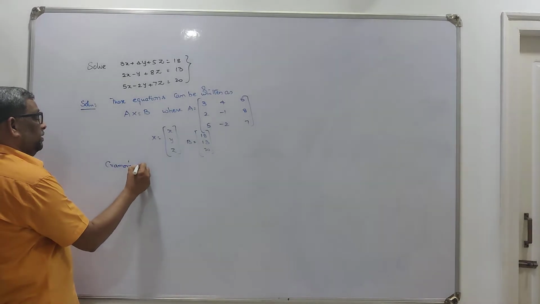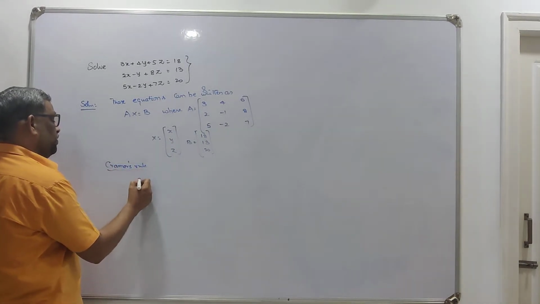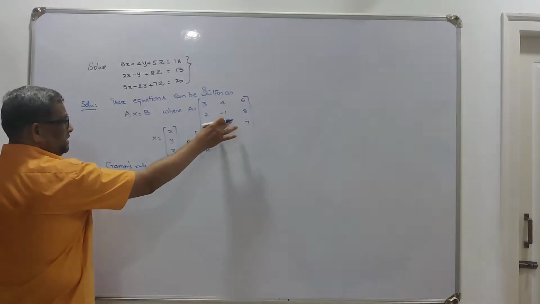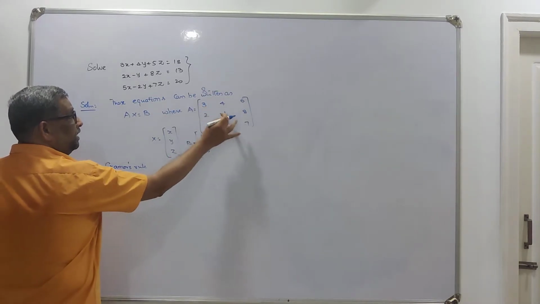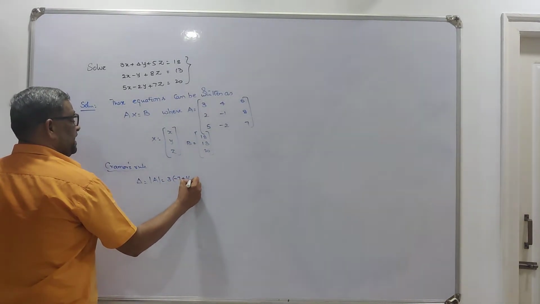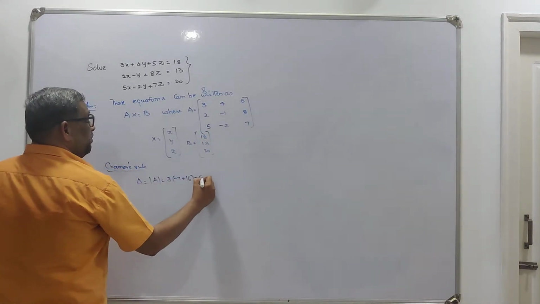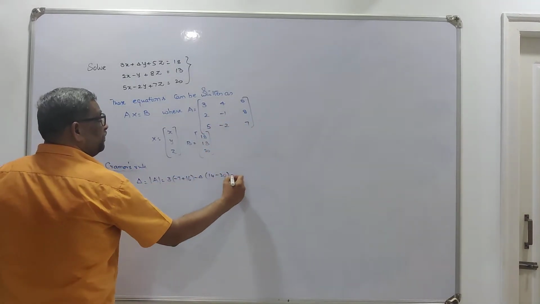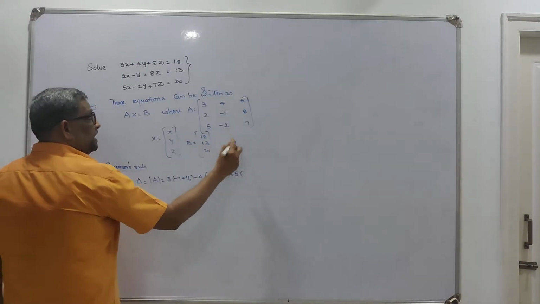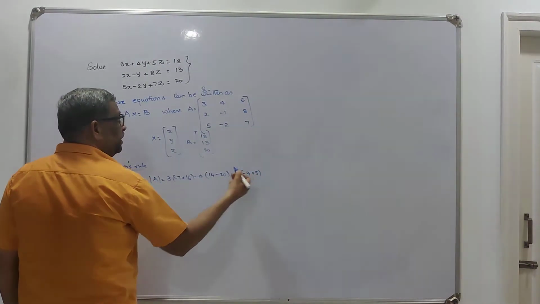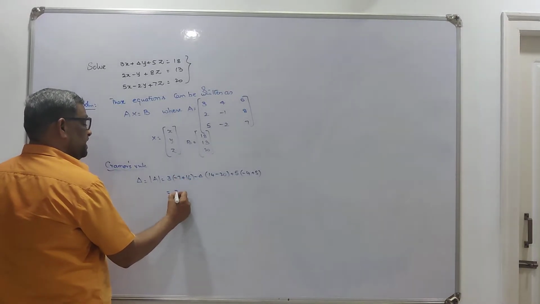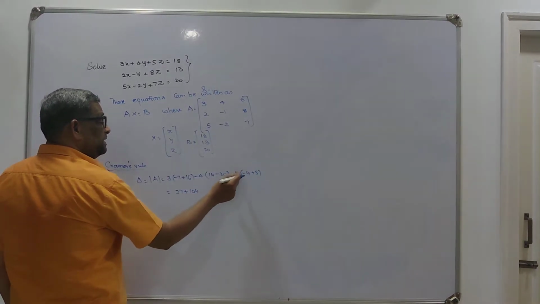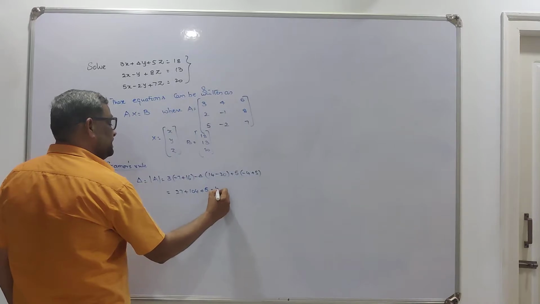For this I will find delta first. Delta is nothing but det A. Det A: 3 into minus 7 plus 16, minus 4 into 14 minus 20, plus 5 into minus 4 plus 5. So this is 27 minus 26 into 4, 104, plus 15. 136 is delta.